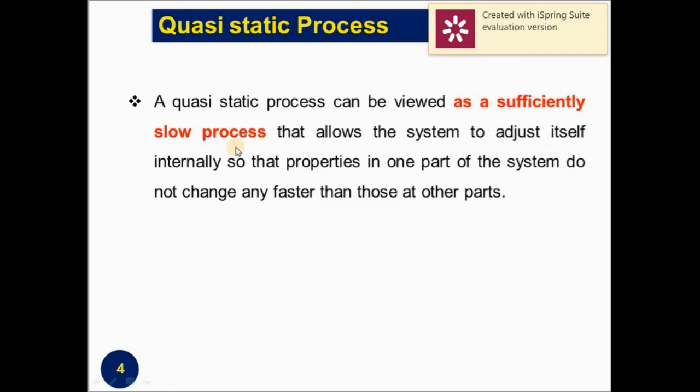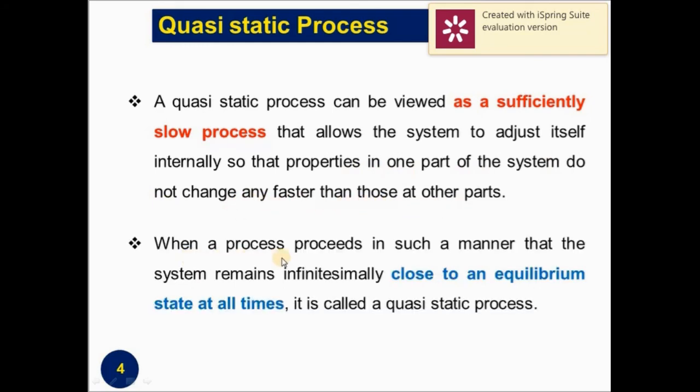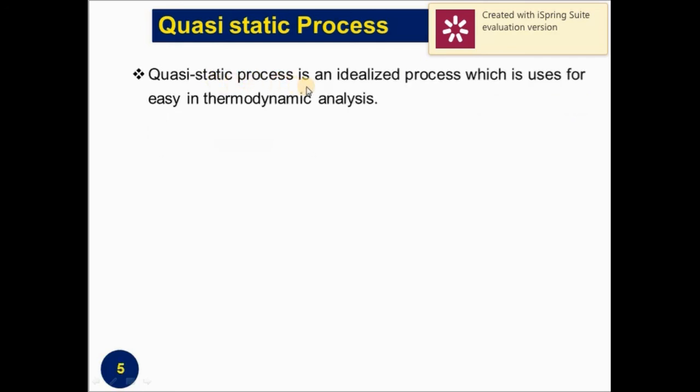A quasi-static process can also be defined as a sufficiently slow process that allows the system to adjust itself internally so that properties in one part of the system do not change any faster than those at other parts. So when a process proceeds in such a manner that the system remains infinitesimally close to an equilibrium state at all times, it is called a quasi-static process. So in the quasi-static process, the system always remains in the equilibrium state. Quasi-static process is an idealized process which is used for ease in thermodynamic analysis.